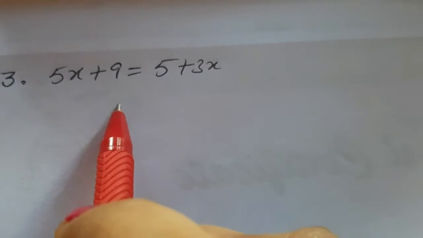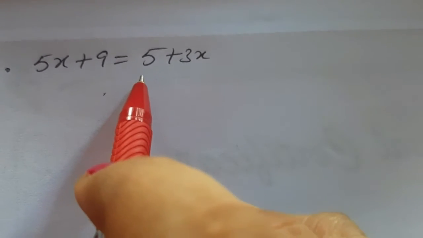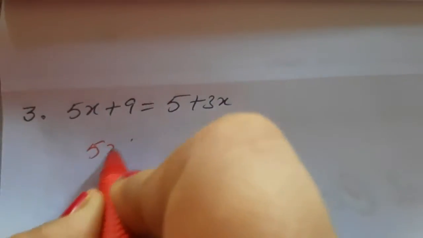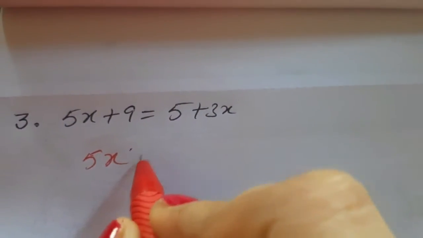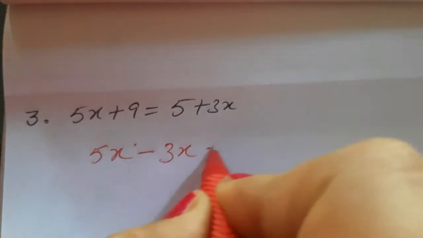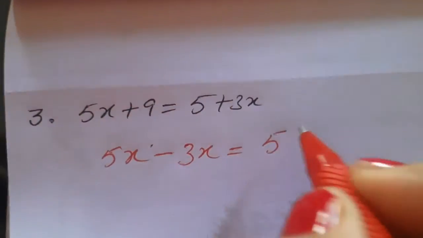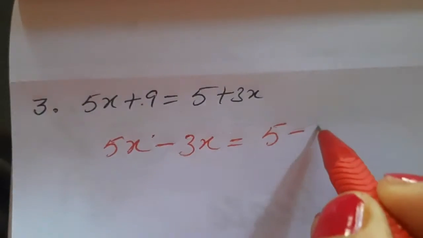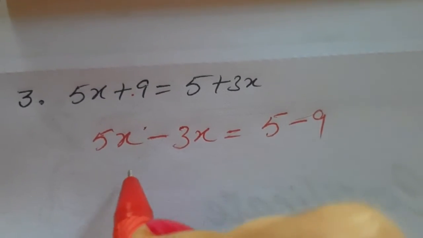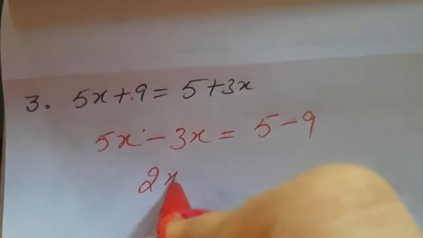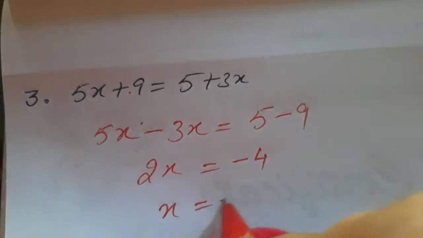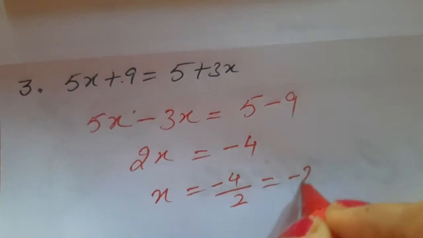Let us move to the next question. In this question, I will not check the result. You will check the result yourself. First of all, we will transpose the x term to the left hand side. So it will become 5x - 3x = 5. Now 9 is a constant number. We will transpose it to the right side: 5 - 9. So 5x - 3x, that is 2x = -4, or x comes out to be -4 by 2, that is -2.